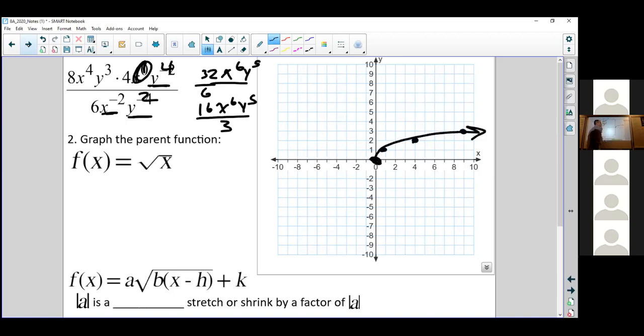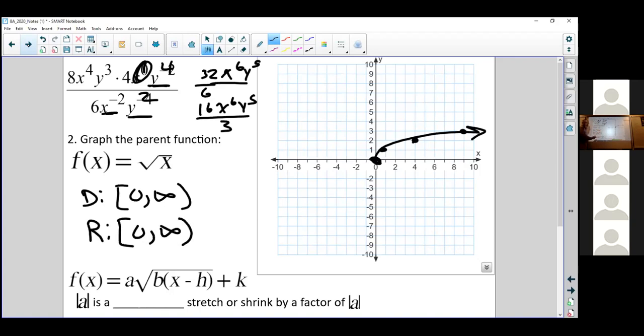So right here, we do have a starting point or an end point. That does kind of show how our domain would take place. Well, it does start at 0 and it goes to positive infinity. My range goes from 0 to positive infinity as well.